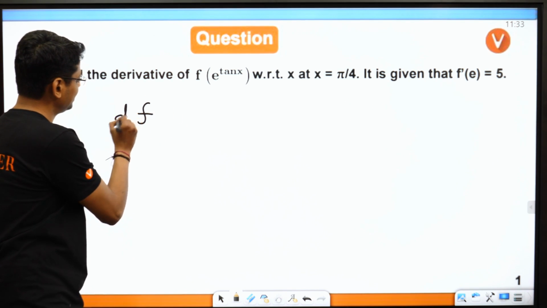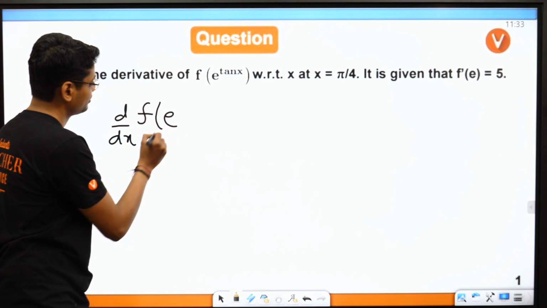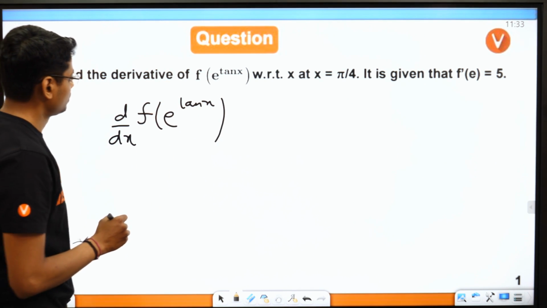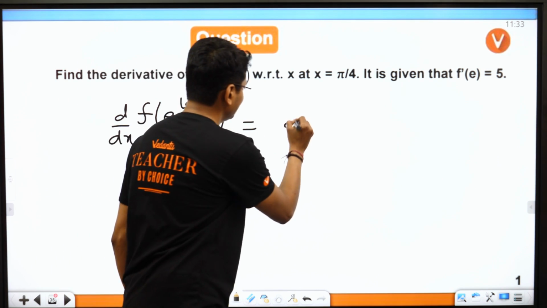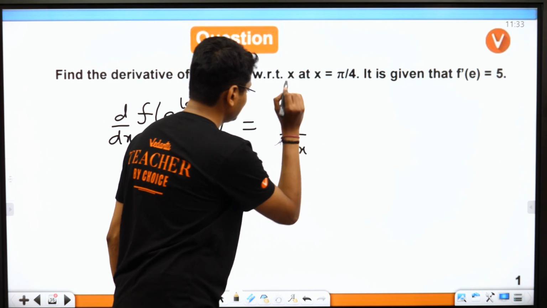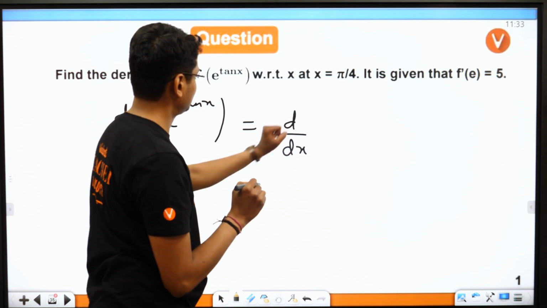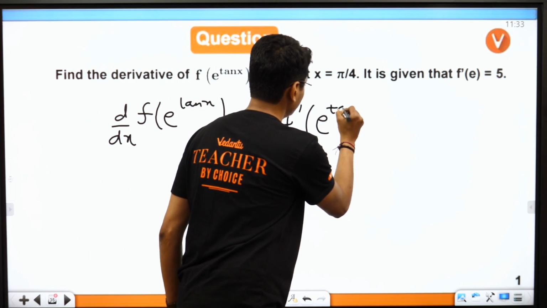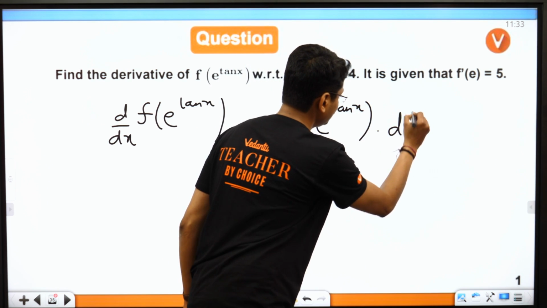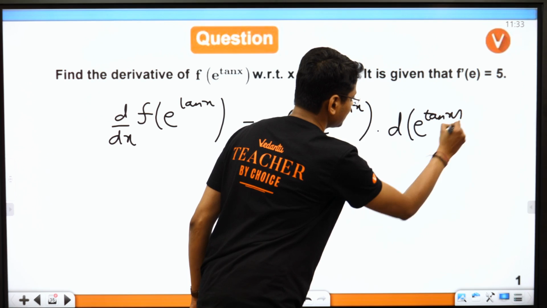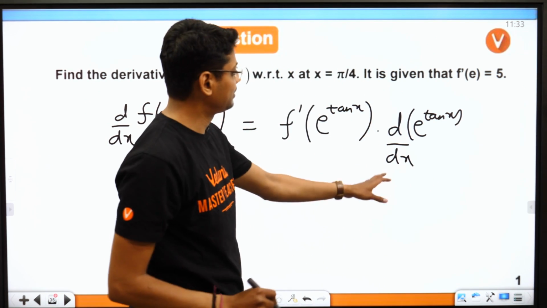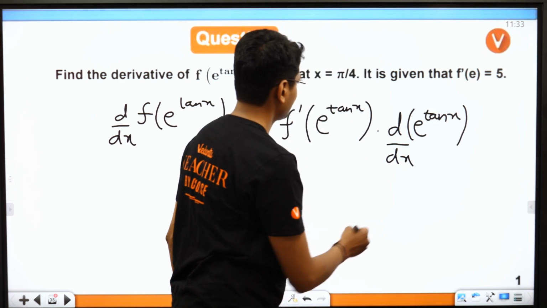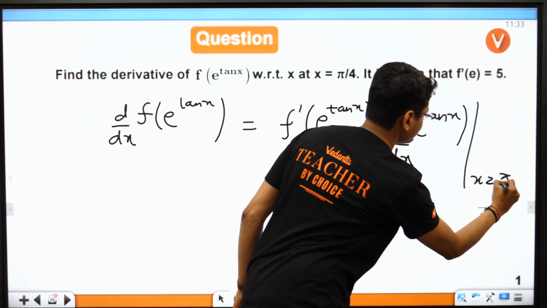When I have been asked d by dx of f of e to the power 10x, this is basically f prime of e to the power 10x into d by dx of e to the power 10x, at x equal to pi by 4.